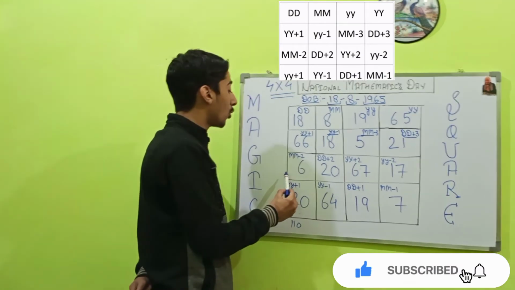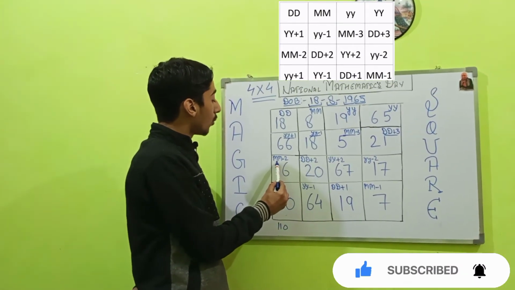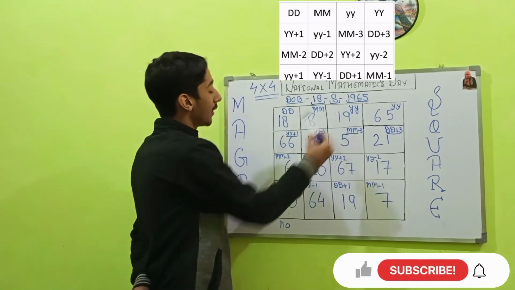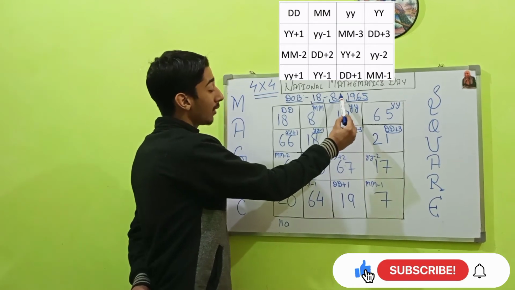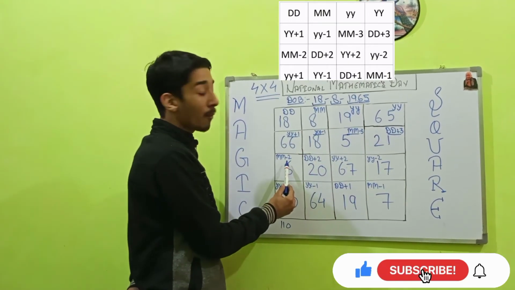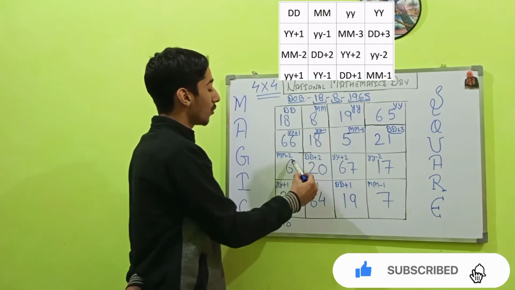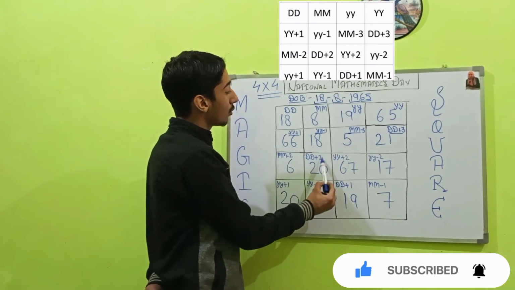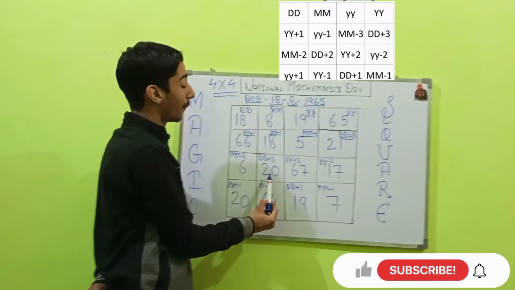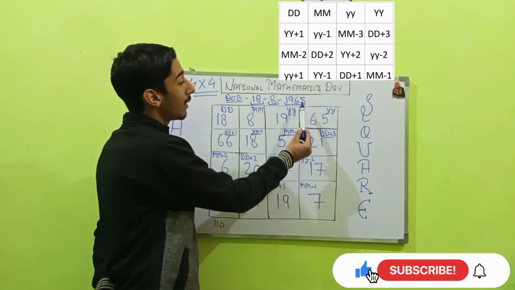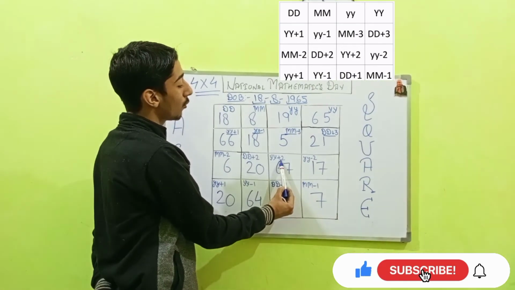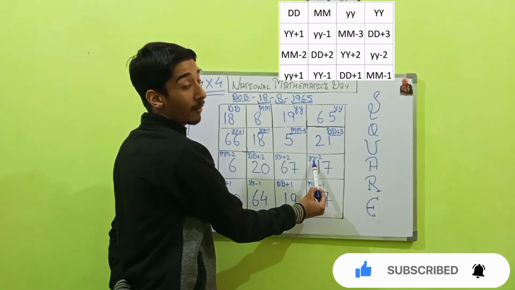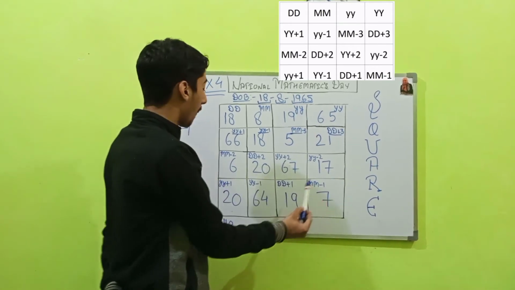In the third row, first is the month, MM. In this first box, you have to subtract 2 from your month. 8 minus 2 is 6, so I have filled in 6. Next is the date plus 2: 18 plus 2 is 20. Next is capital YY, your year code, 65 plus 2, that is 67. Next is century code minus 2, small yy minus 2, so 19 minus 2 is 17.